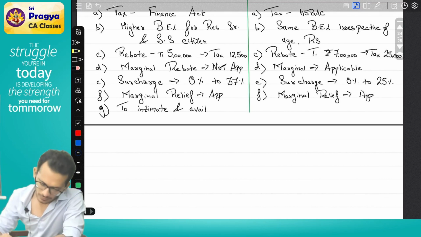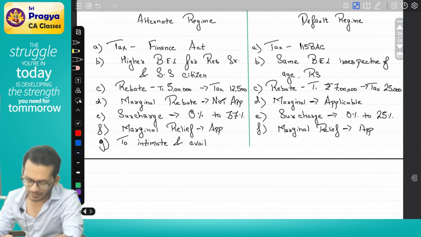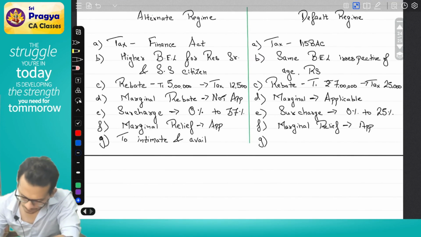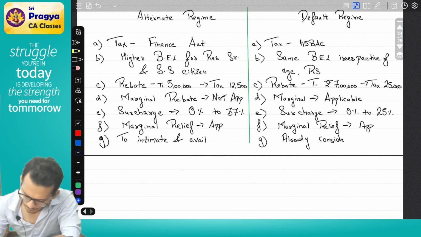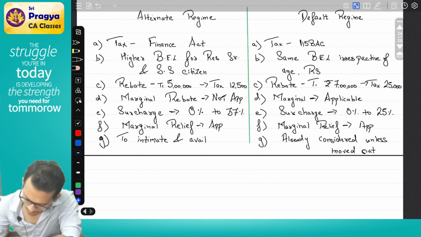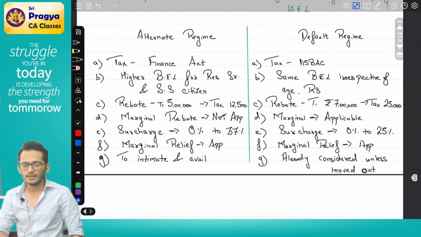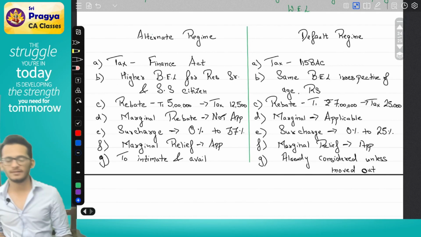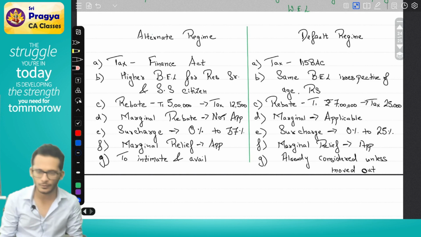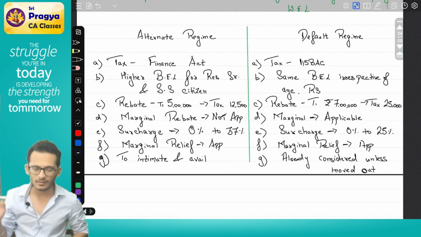So in the alternate regime, it is to intimate and avail. In the default regime, it is already considered unless moved out. These are your differences. You can make a note and put it posted against it. We will learn this in detail also.